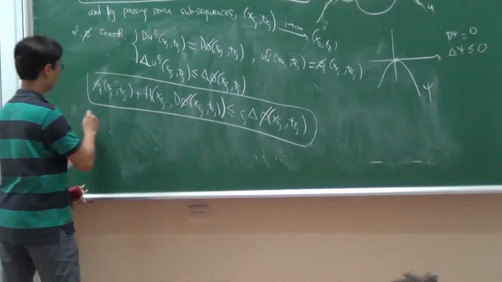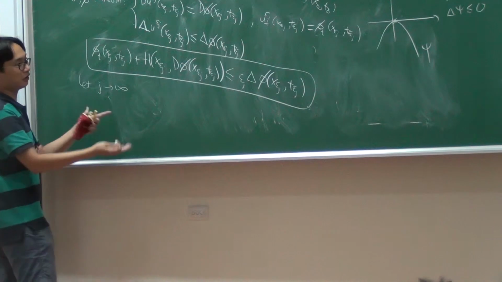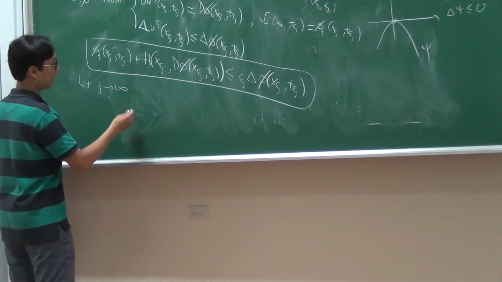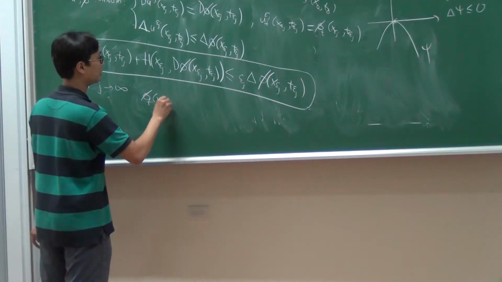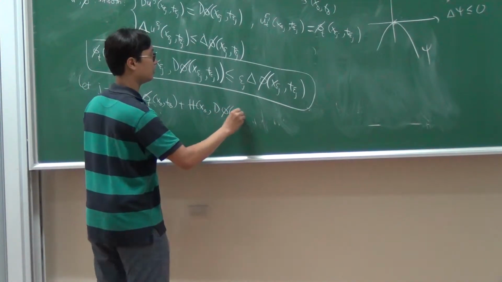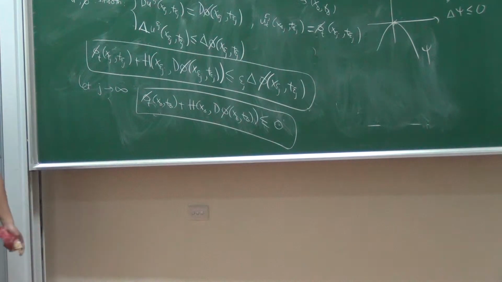So I'm going to let j go to infinity. This converges to (x0, t0). This is smooth, nice. ε_j goes to 0. So I have φ_t(x0, t0) plus H(x0, ∇φ(x0, t0)) is less than or equal to 0. So this is additional information I have from the vanishing viscosity procedure. Via the test function, I don't do integration, but somehow I still have some inequality.